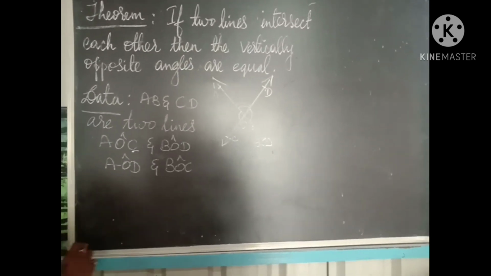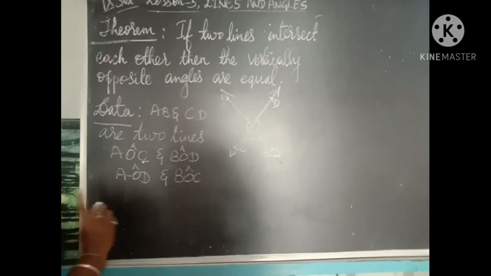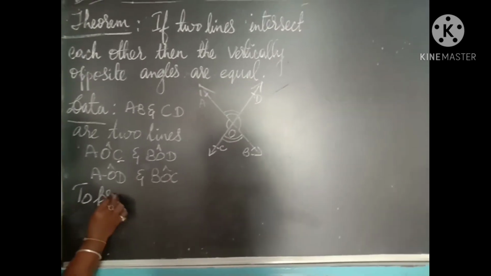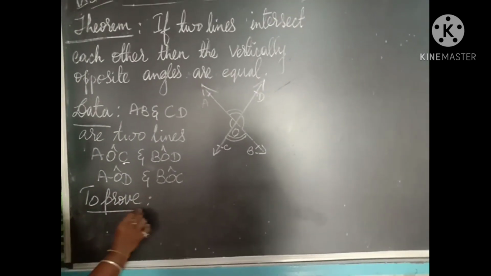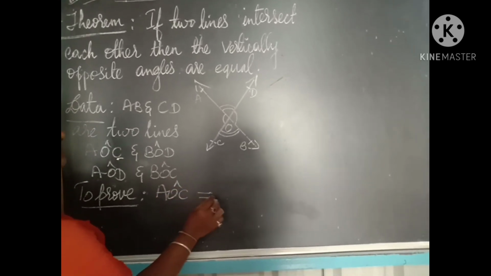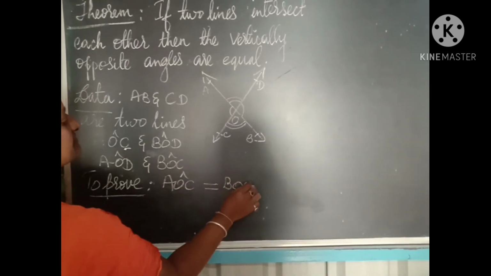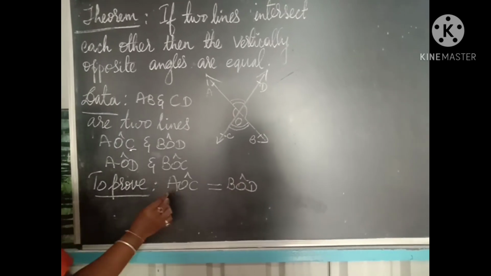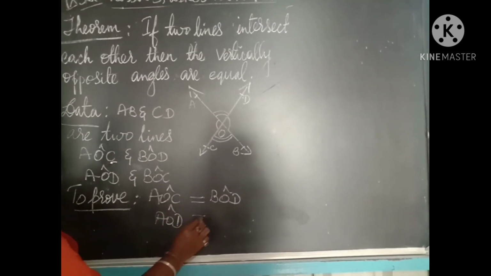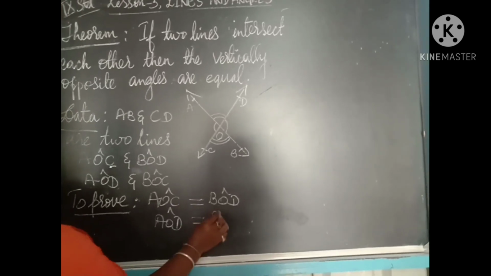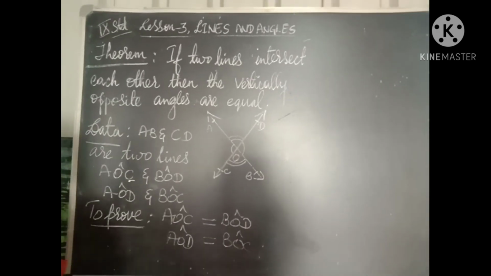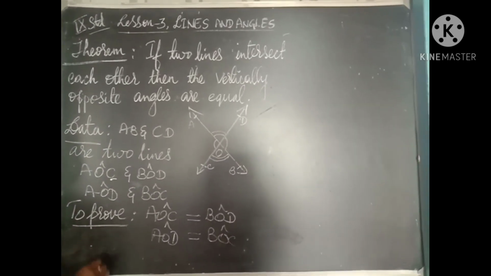Okay, now how to prove? They are equal. Okay, which are equal? That comes under to prove. What is to prove? Angle AOC is equal to angle BOD. Okay, children. Then another pair of angles, AOD is equal to BOC.